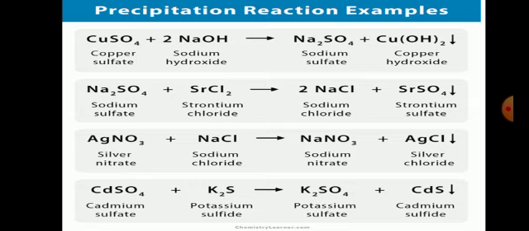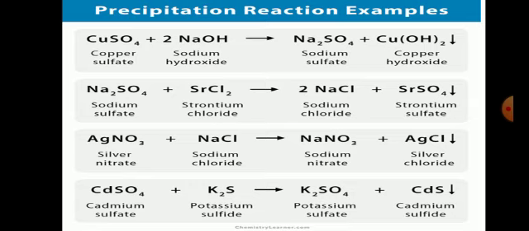So these are a few examples of your precipitation reaction. Let us see the examples one by one. The first example here is your copper sulfate, that is CuSO4, on combining with sodium hydroxide, that is 2NaOH, will give you Na2SO4 plus Cu(OH)2, that is your copper hydroxide, and sodium sulfate. So this is the first example of your precipitation reaction, and here you can observe that there is a precipitate in each of the examples as well as in each of the equations here.